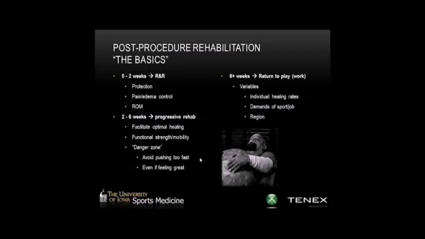At the 2 to 6 week point, that's their progressive rehab. And so what I tell the patients is we're trying to facilitate their healing without giving them a setback. We start working on regaining their motion if they're not back to that point, and working on functional strength and mobility. I call this the danger zone. This is an area where you want to avoid pushing too fast, even if the patient is feeling good, because they can have some setbacks here. If you push them too quick in that early first 6 weeks, they can get a return of their symptoms and can ultimately have their total outcome set back by several weeks.